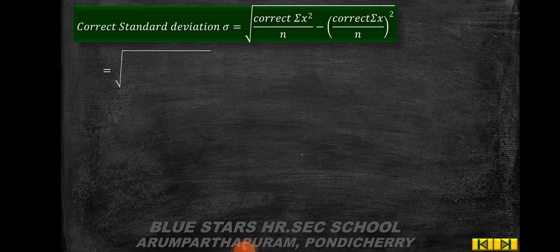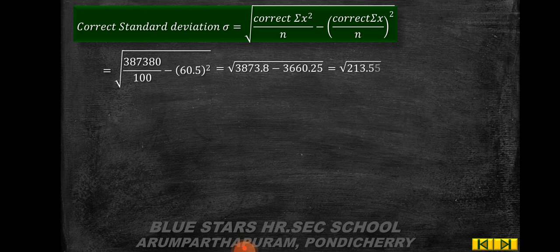Next, you have to find the correct standard deviation. So that is root of correct summation x square by n minus correct summation x by n the whole square. You just substitute the values, which is equal to root of 3873.8 minus 3660.25 is equal to root of 213.55, which is equal to root of 213.6.